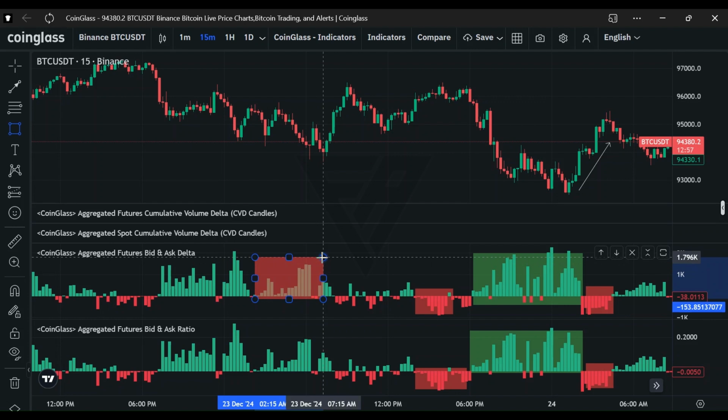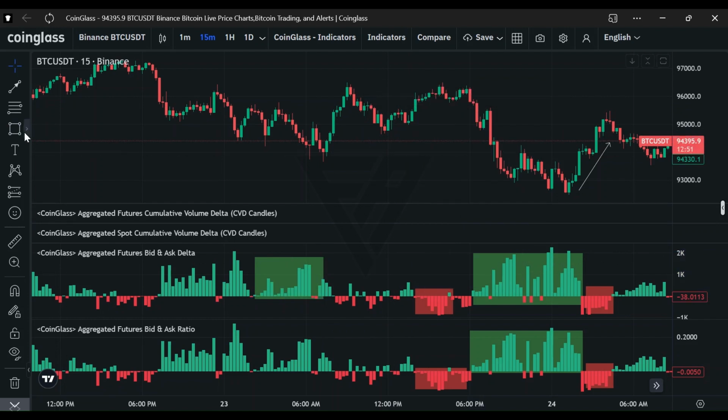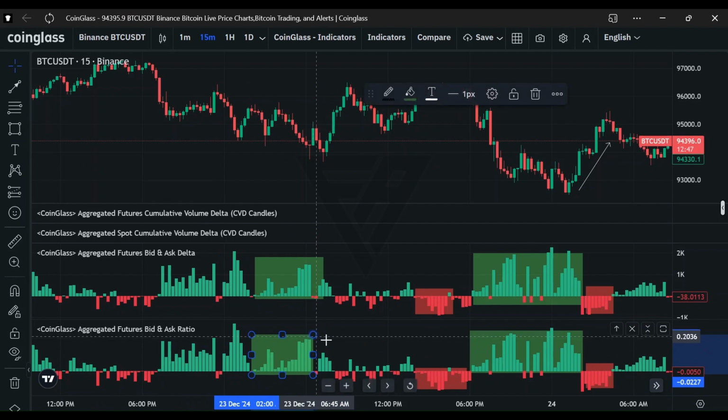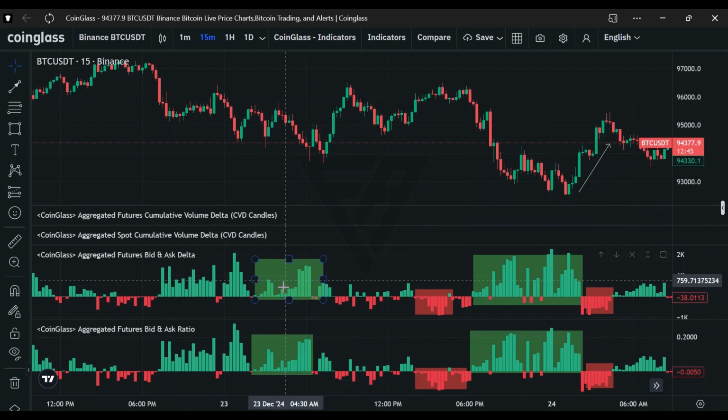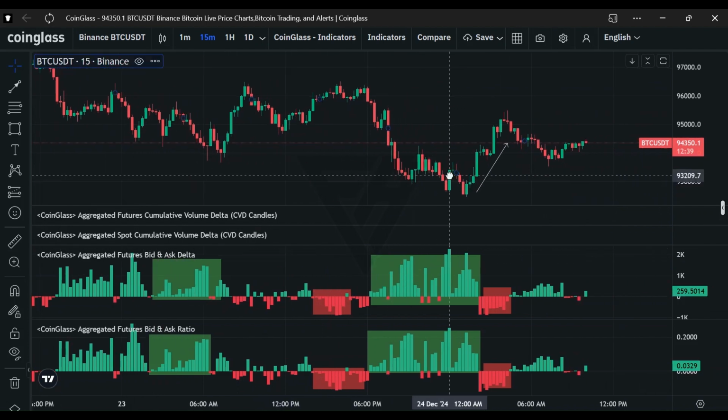Also, you can use different depths of bid-ask delta. Higher depth, like 5% and above, is for long-term sentiment, while lower depth, like 1% and below, is for more short-term analysis. You can use both long-term and short-term depth together, multiple time frame analysis.